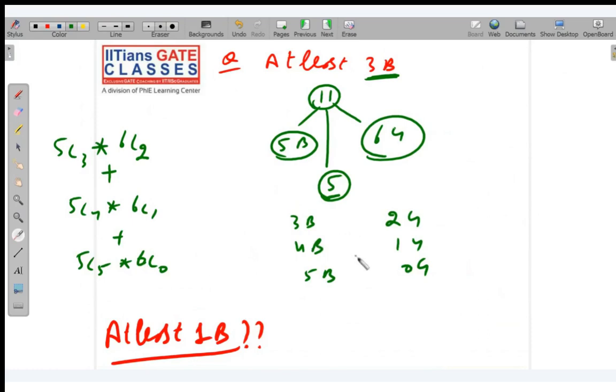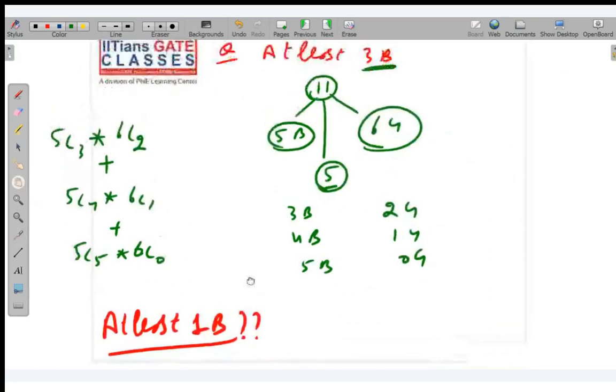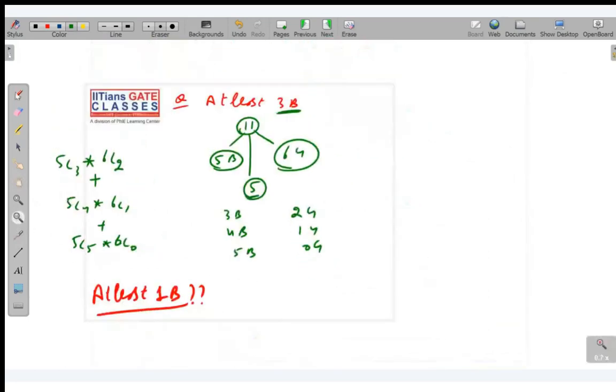Okay, this was the way for at least 3 boys. Next is at least 1 boy. How will you do it for at least 1 boy? Now it will be a difficult kind of thing, because there will be many cases. At least 1 boy means what? 1 boy, 4 girls, 2 boys, 3 girls, and so on. So there will be many cases, so better is to do it by the complementary method.